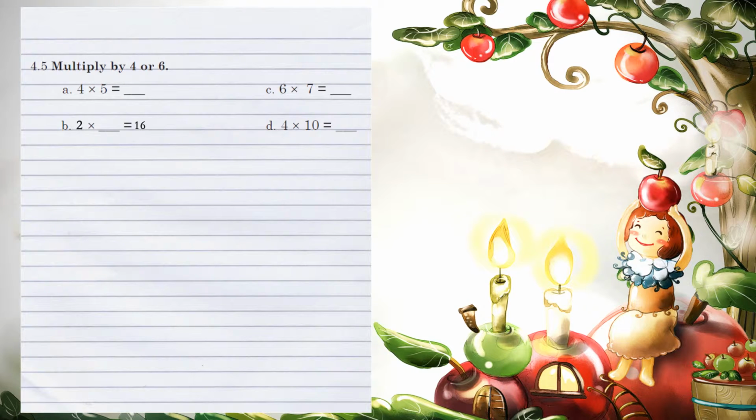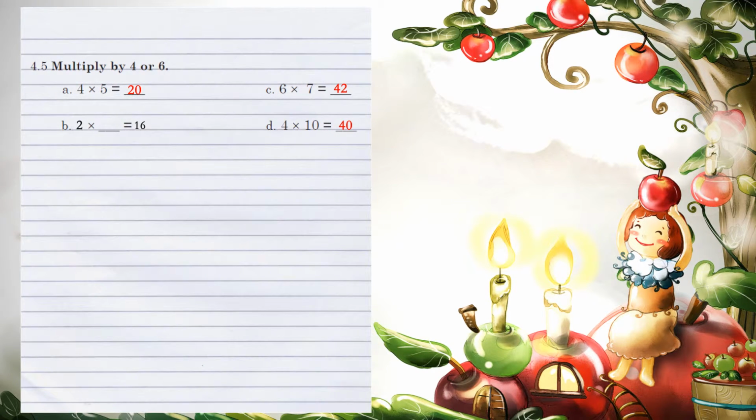Unit 4.5, multiplying by 4 or 6. Here I have 5 groups of 4. That's what that means. So if I were to add together 5 4's, I would end off with an answer of 20.